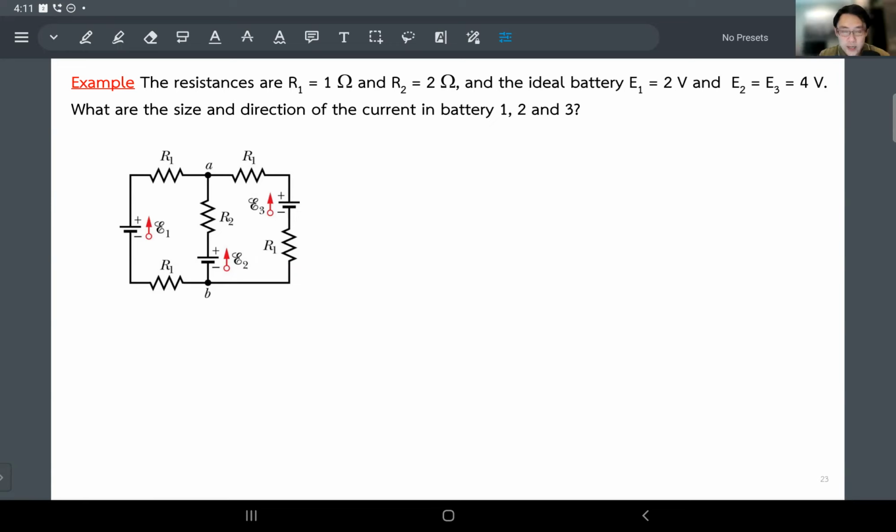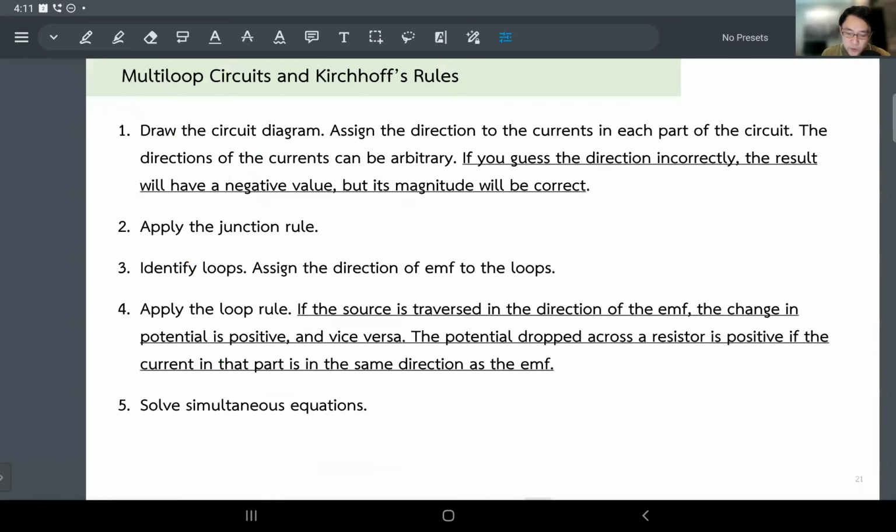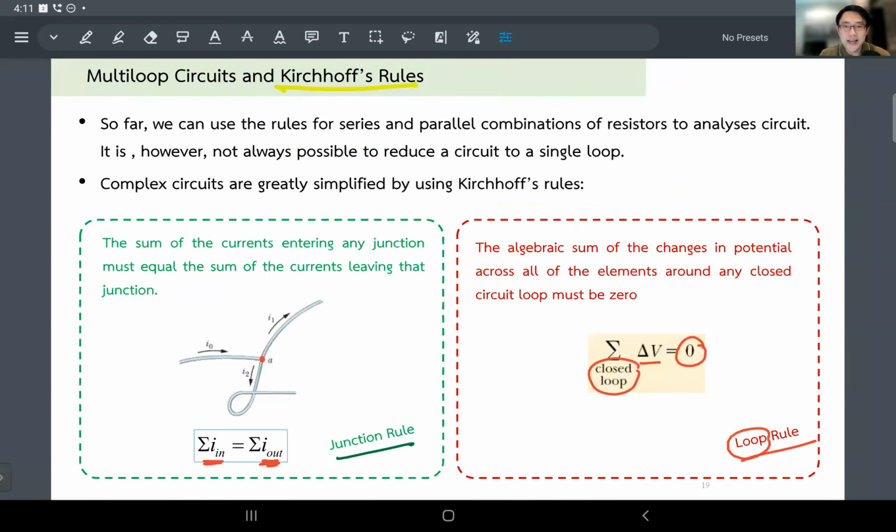There's another rule in Kirchhoff's rules, the junction rule, which comes from the conservation of charge or current. It means the current flowing in must be equal to the current flowing out. On the left is the junction rule: the sum of the current flowing into a junction must be equal to the outward going current. And on the right is the loop rule: the sum of the delta V across any closed loop must be zero.